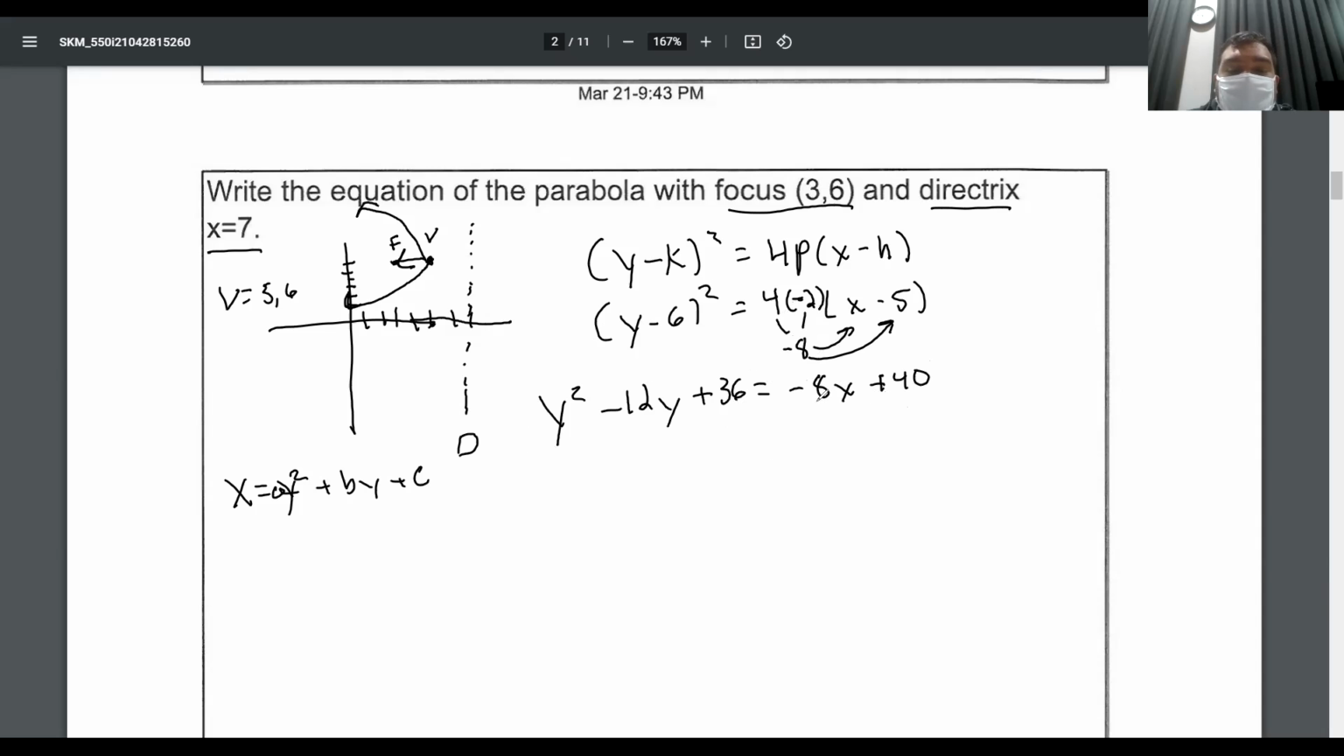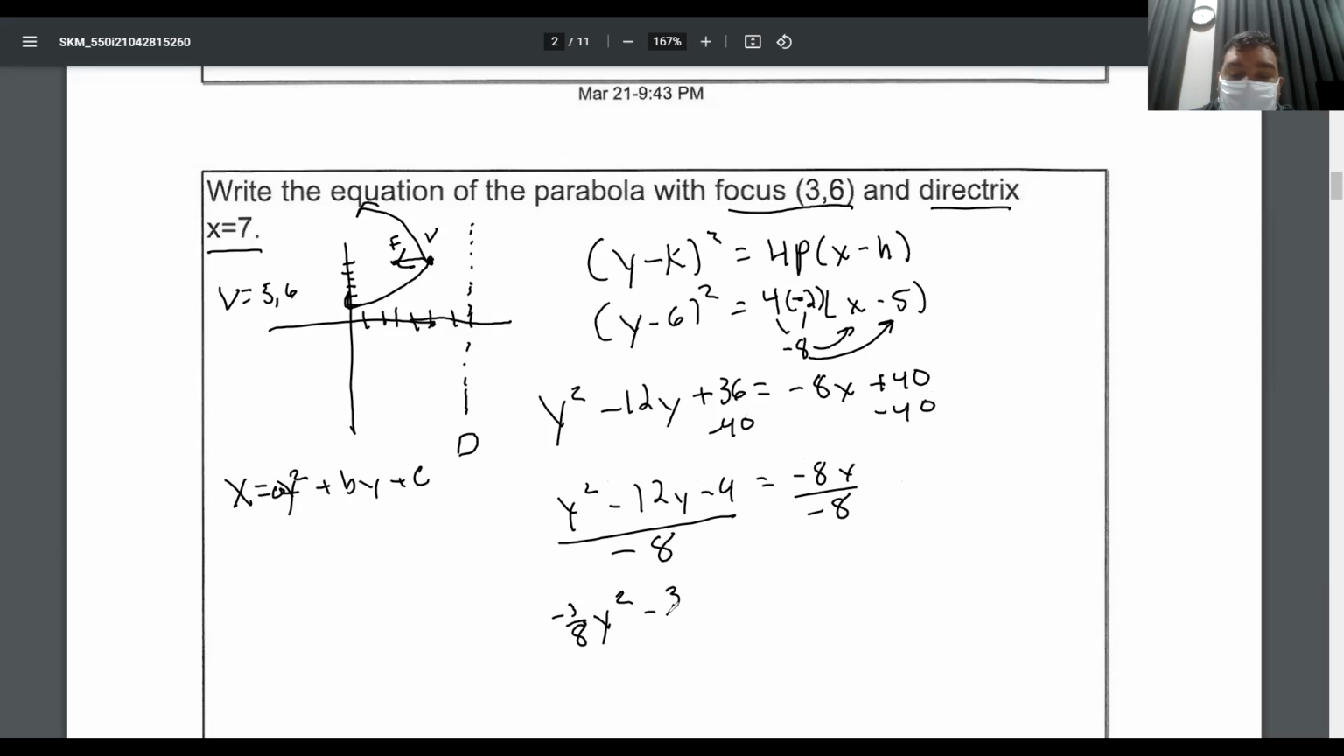All right. I want to get x by itself because this is a horizontal one. The x is by itself, not the y. So I'm going to subtract 40 on both sides. Y squared minus 12y minus 4 equals -8x. Then I'm going to divide by -8 on both sides. This is going to be -1/8 y squared, not double negative, plus 3/2 y. Same problem, -1/8 x squared. Only part of it is the same, equals x.